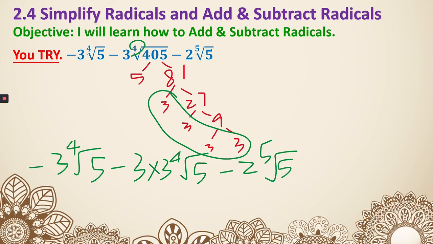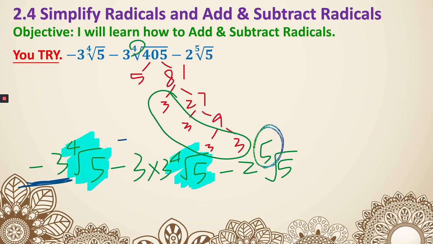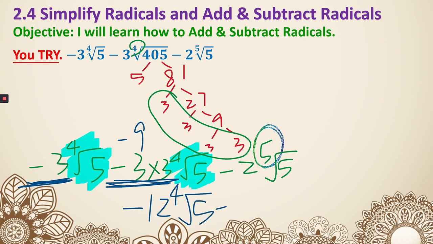Next, I'm going to be looking for like terms. I see I have this 4th root of 5 there. I have another 4th root of 5 there. But this last one, I cannot combine it because this actually is a 5th root, which is not the same. So I'm going to combine the first two. That's a -3. That is going to be a -9 since it's -3 times 3. So it's -3 minus 9. I have -12 4th root of 5 and minus 2 5th root of 5.